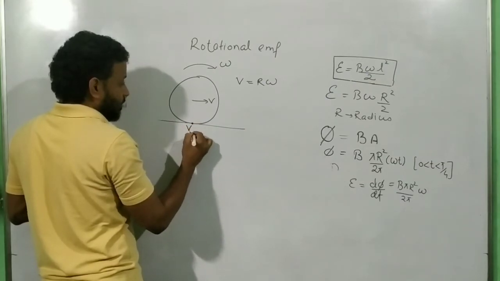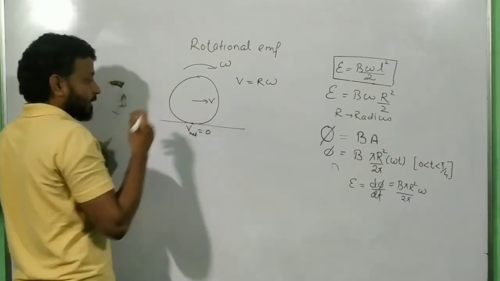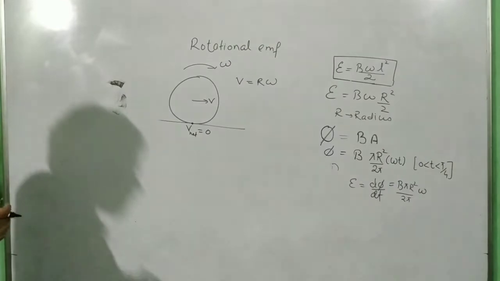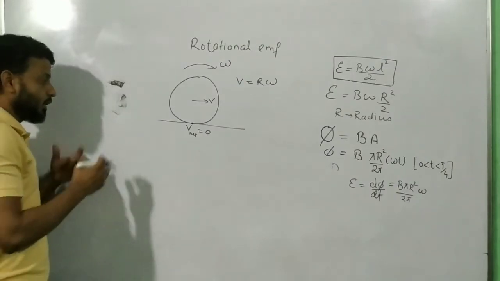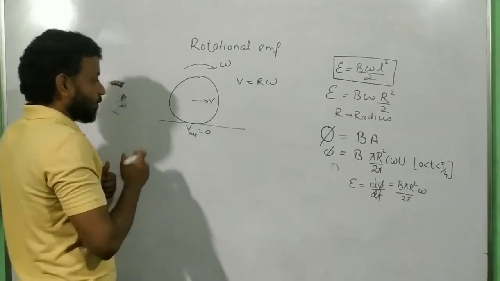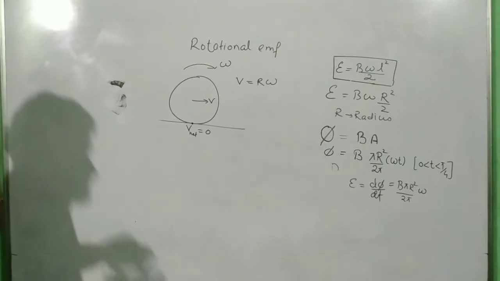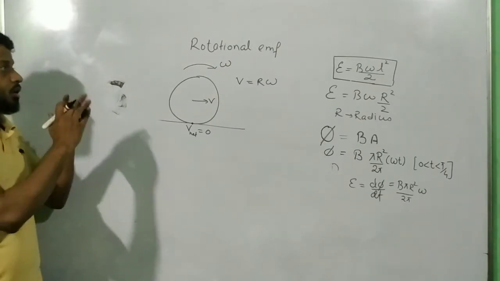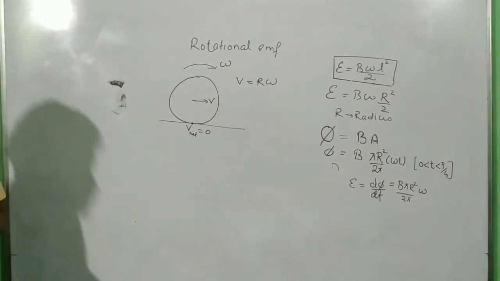The net velocity of this point is 0. Okay, try to recall this point. If the net velocity of this point is 0, we call this point the instantaneous point of rotation, or the whole phenomenon is called pure rolling.